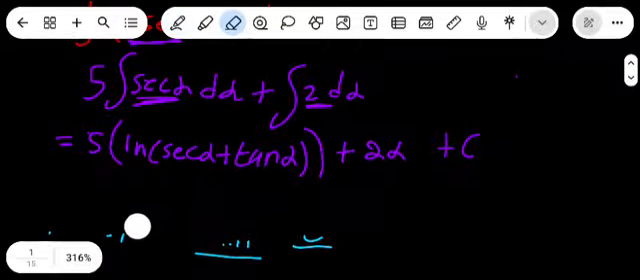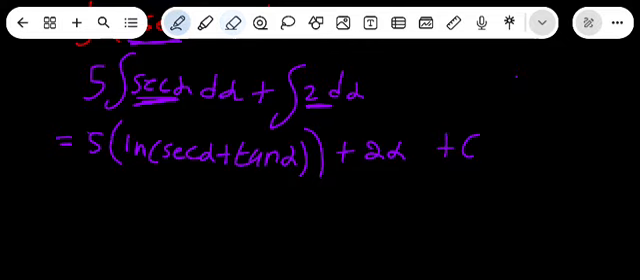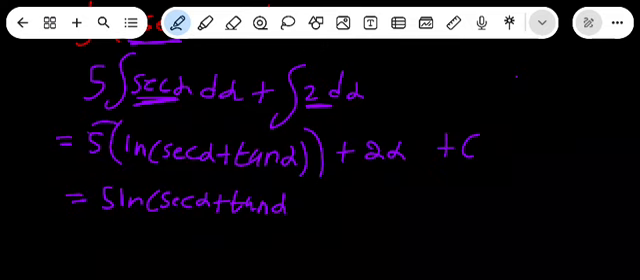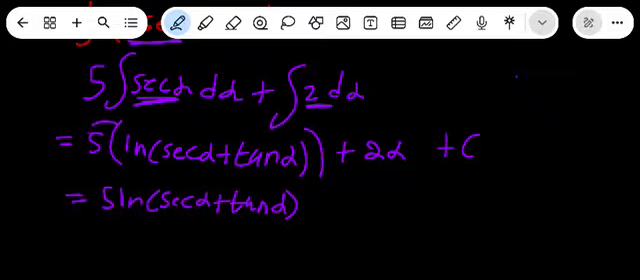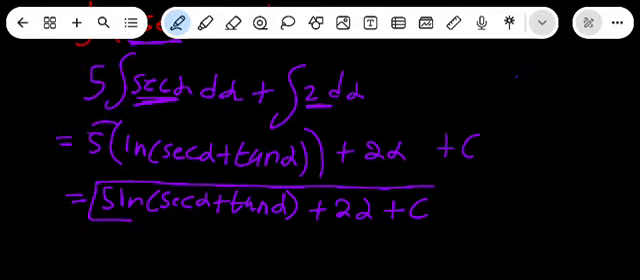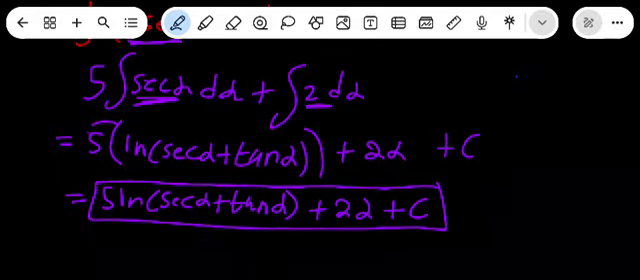So multiplying there, you'll have 5 ln of sec alpha plus tan alpha, right? Yeah, plus 2 alpha plus constant c. This is your final answer that you're supposed to obtain.